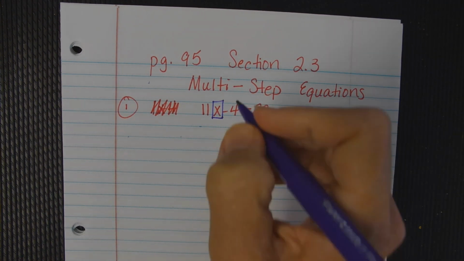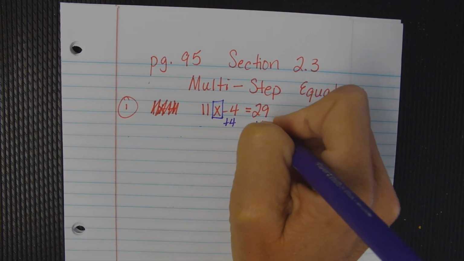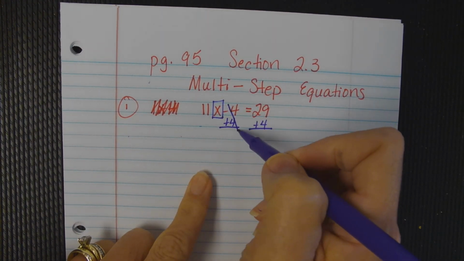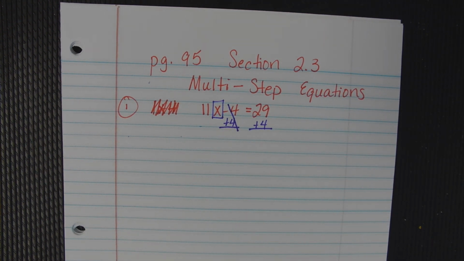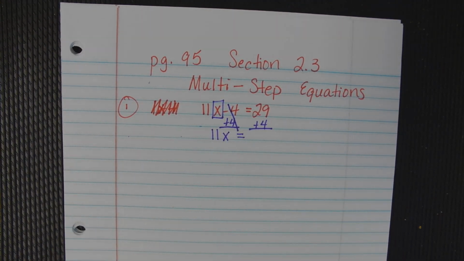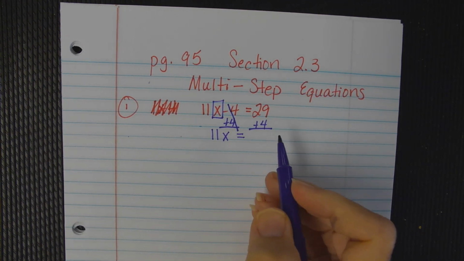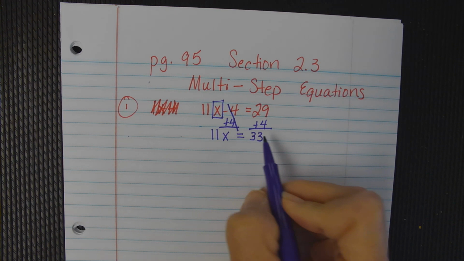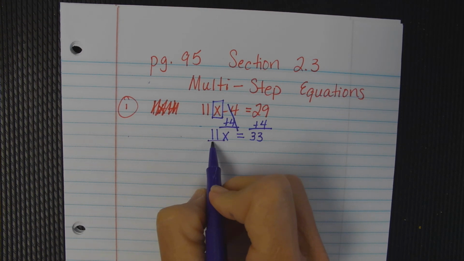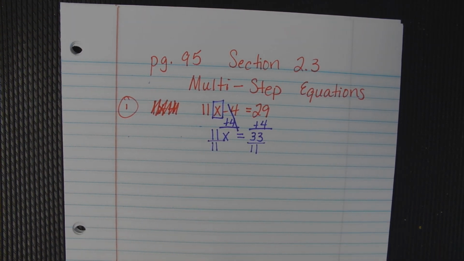Amelia. Excellent. Amelia, why am I adding 4? Good. I'm canceling this out. Now I'm going to bring everything down. 11x equals 29 plus 4 is 33. Good. Amelia, we're not done. Now what? Divide by 11, because what you do on one side, you do on the other. This cancels out, and the answer is 3.